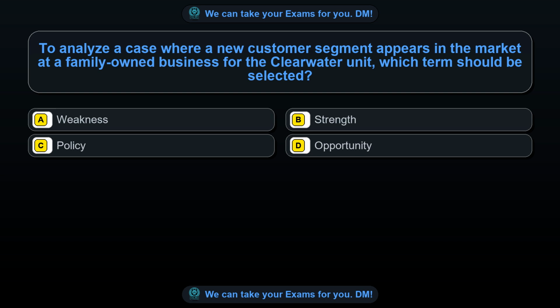Question 95. To analyze a case where a new customer segment appears in the market at a family-owned business for the Clearwater unit, which term should be selected? Option A, weakness. Option B, strength. Option C, policy. Option D, opportunity. The correct answer is option D, opportunity.